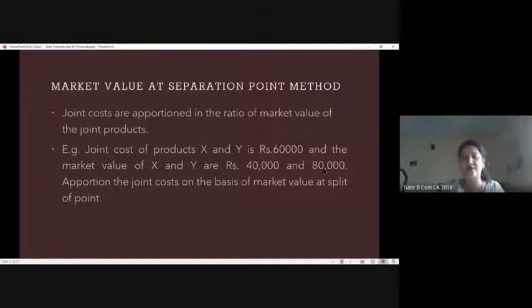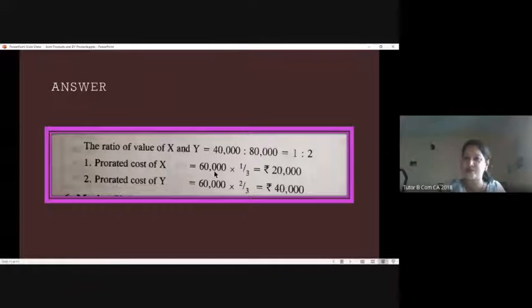That is the ratio at which we will be apportioning the joint cost to the different products, that is X and Y, because we know that in the market value method, what we do is consider the market value as a ratio for apportioning the joint cost. So that's how we do it in this method. Here the ratio is 40,000 is to 80,000, that is nothing but 40 is to 80. If you minimize further, that will become 1:2.